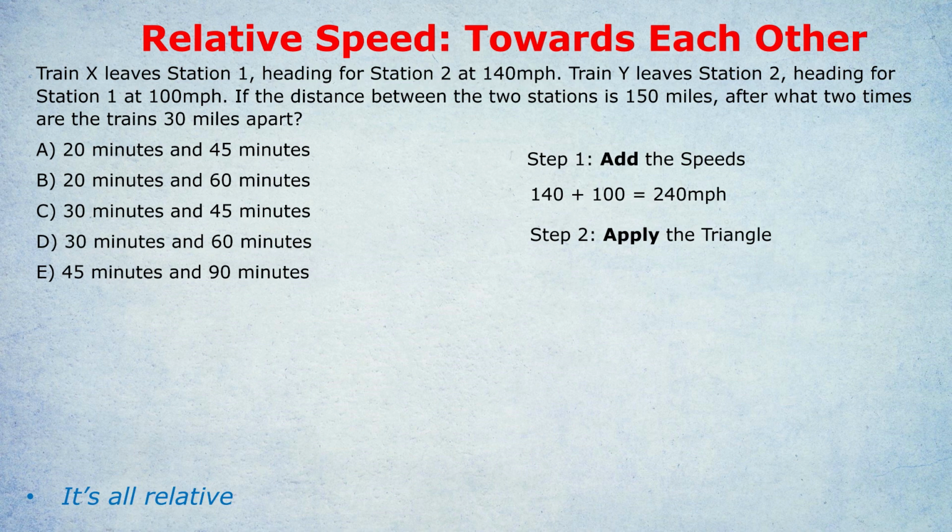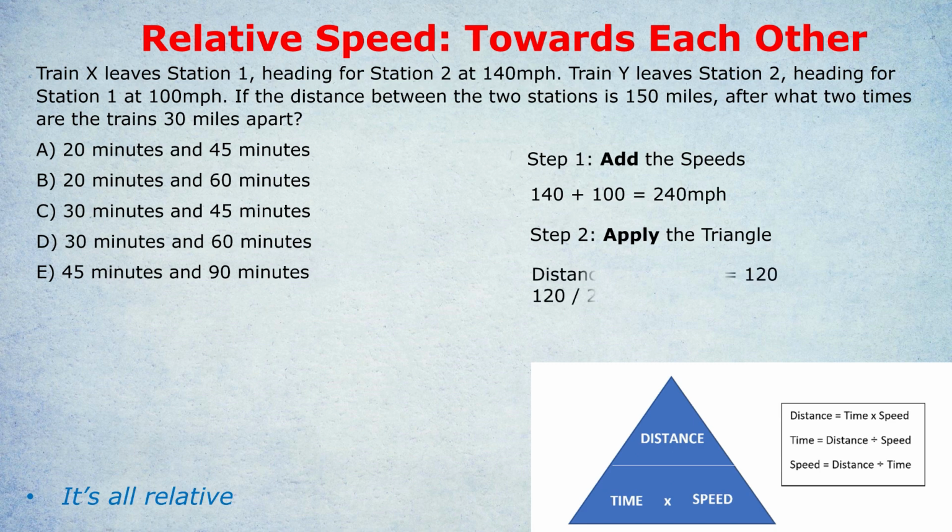Obviously step 2 always requires a second ingredient, and we know the combined speed is 240, and that missing second ingredient was the relative distance, which would normally be the 150, but it says they're 30 miles apart, so they haven't covered the full 150. It's 120, which is the relative distance for the first calculation. Obviously, again, we use a triangle. 120 is a distance, 240 is the speed. Distance divided by speed gives us 0.5, and that would be hours according to the triangle. 0.5 hours is, of course, 30 minutes, meaning after 30 minutes, they're still 30 miles apart.